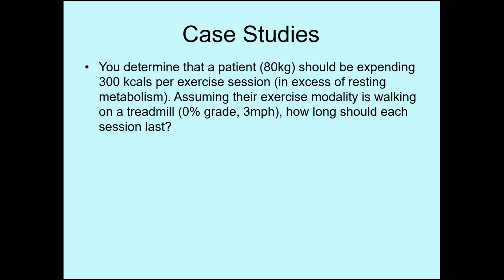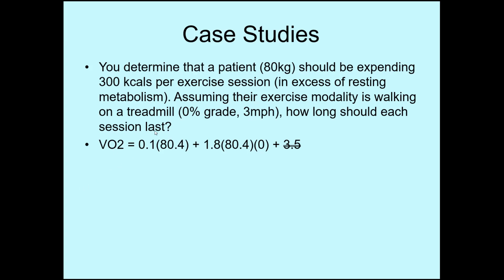So I put 300 kcals per session in excess of resting metabolism, which is a fair amount. Assuming that what this person can do is walk on a treadmill at 3 miles an hour, 0% grade, and that's what they're comfortable doing, we want to know how long they need to do that for each session to hit that 300 kcals. So we can actually calculate that. First of all, we calculate how much energy they're expending at that intensity, at the 3 miles an hour.